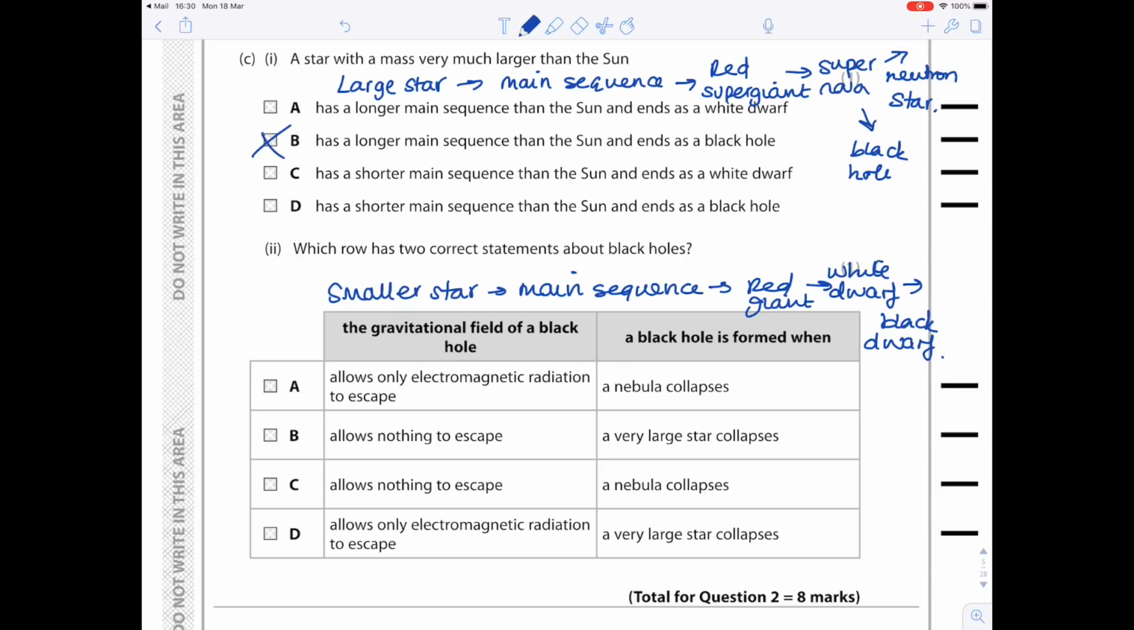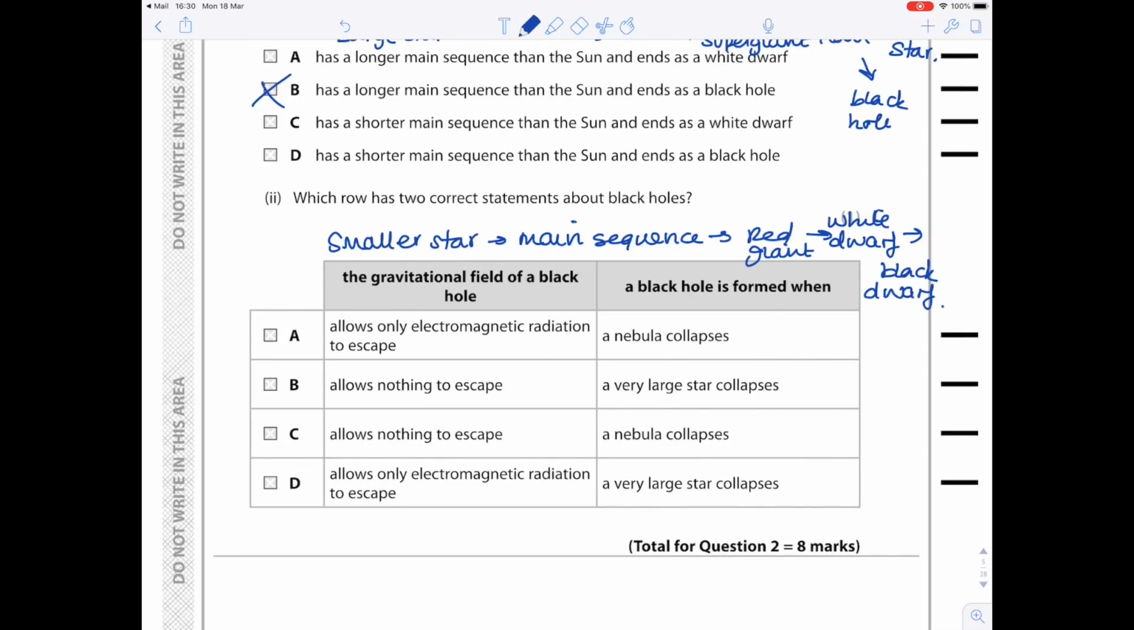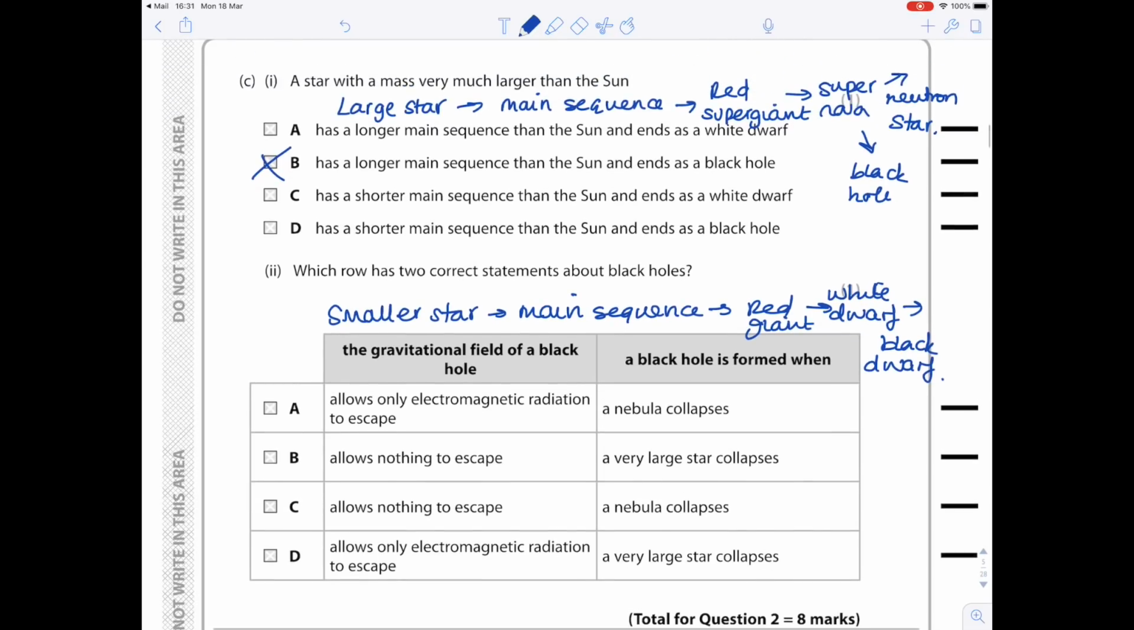Which row has two correct statements about black holes? So a black hole is something which really freaks me out because basically nothing can escape it. Nothing at all. No light, nothing. And that's why we can say that no electromagnetic radiation can escape. And if you have a look at what I have written in terms of forming a black hole, you can see that it comes from a very large star going through its red supergiant phase followed by a huge explosion. So let's have a look and see if any of these options match up with that.